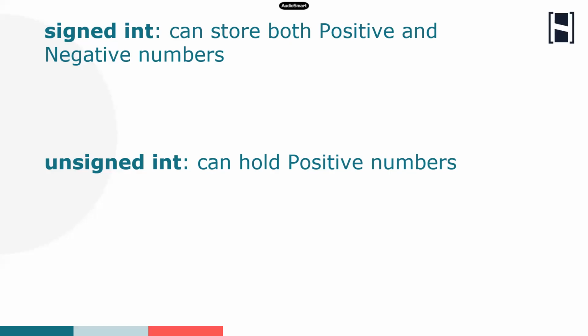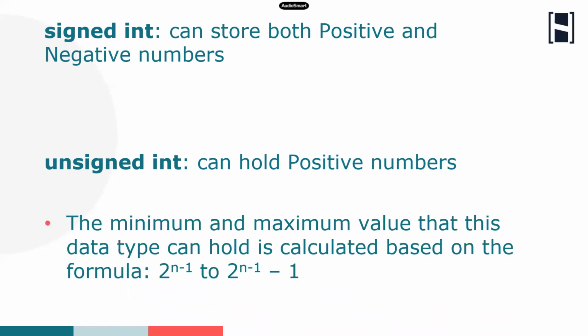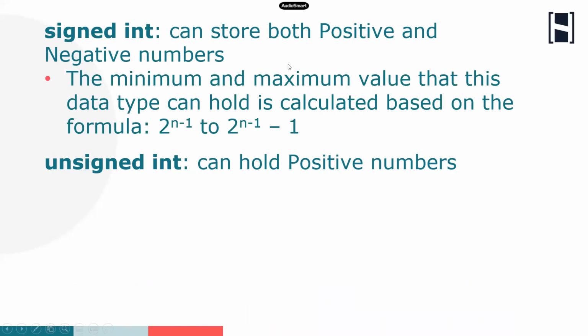And this range depends on the data type, because based on the data type only, memory space is going to get allocated. So for that, we have a formula. The minimum and maximum value my signed integer can hold is calculated based on this formula. 2 to the power n minus 1 is the minimum value. 2 to the power n minus 1 is the maximum value. So I have a minimum value and I have a maximum value. How to calculate this? Using this formula.